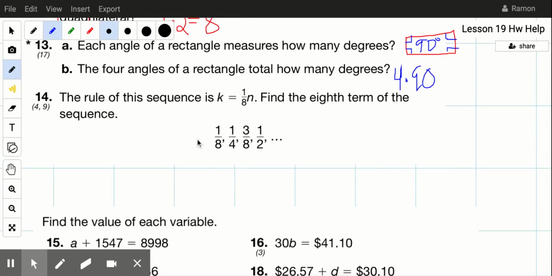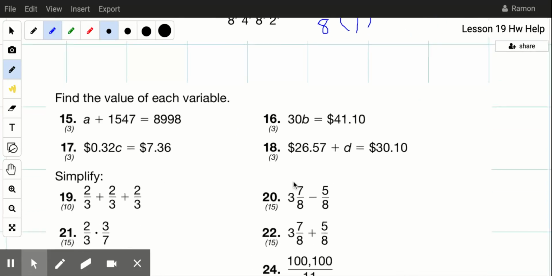The rule of this sequence is k equals 1/8 multiplied by n. Find the 8th term of the sequence. So to find the first term, we multiply by 1. The second term, we multiply by 2 and simplify. The third term, multiply by 3 and simplify. The fourth term, multiply by 4 and simplify. So to find the 8th term, you just substitute the n value with 8. Since 8 is a whole number, you have to make it a fraction, and then multiply and simplify.